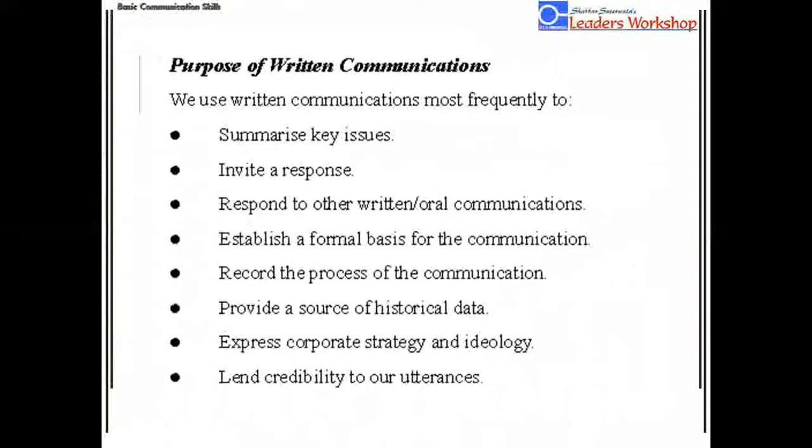Now, talking about written communication, what is the purpose of written communication? We use written communication most frequently to, one, summarize the keywords, write a response, respond to other written or oral communication, establish a formal basis for the communication, record the process of communication, provide a source of historical data, express corporate strategy and ideologies, and lend credibility to our utterances. So this is the purpose of why we should put things in writing.